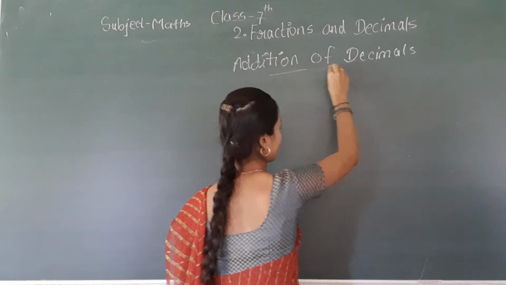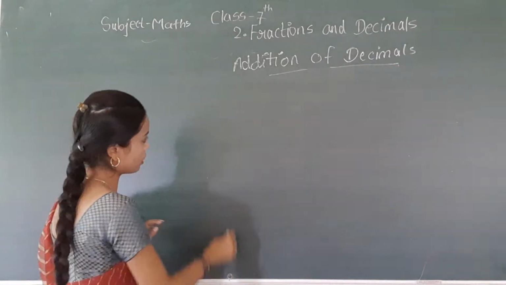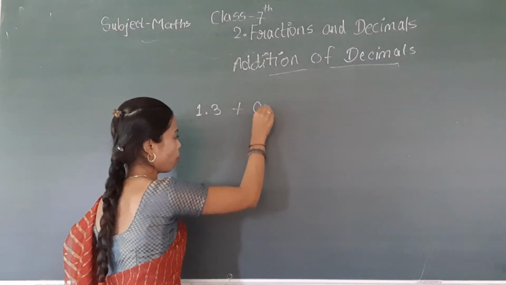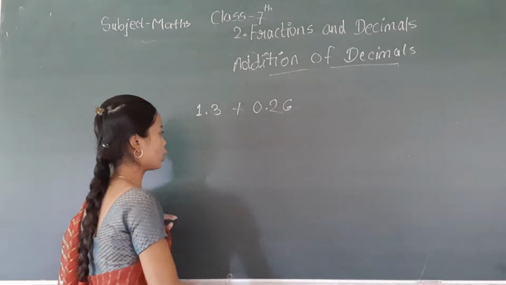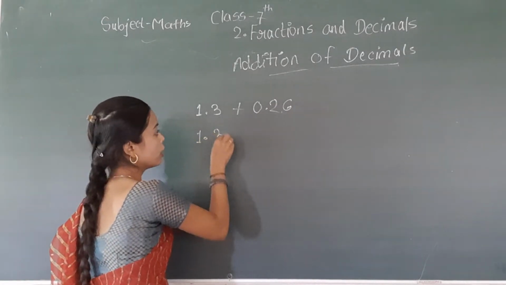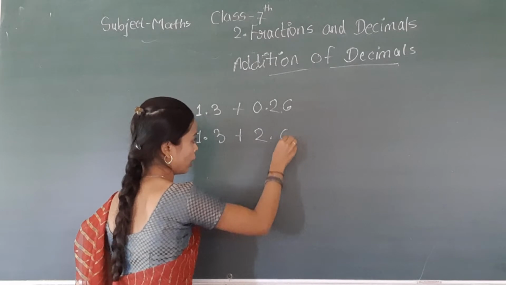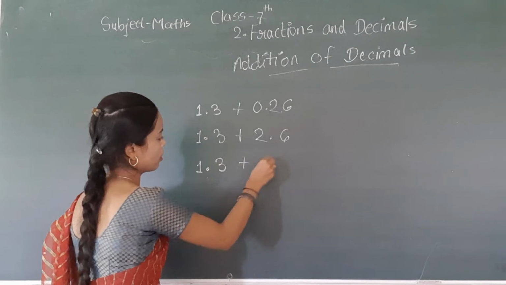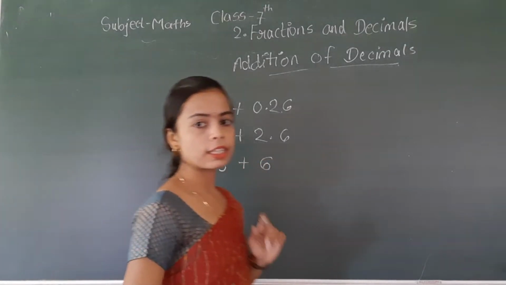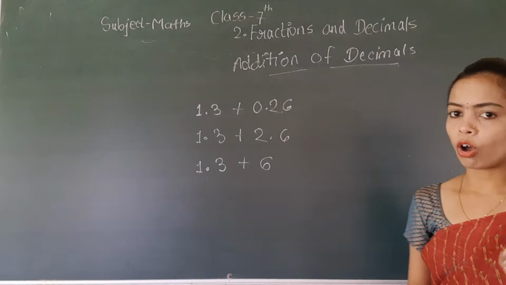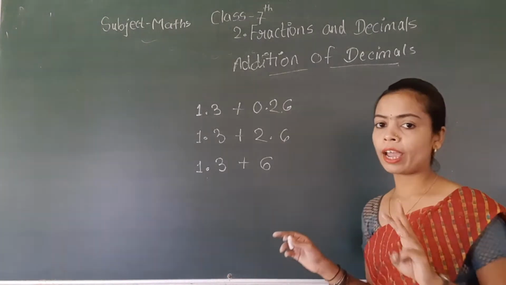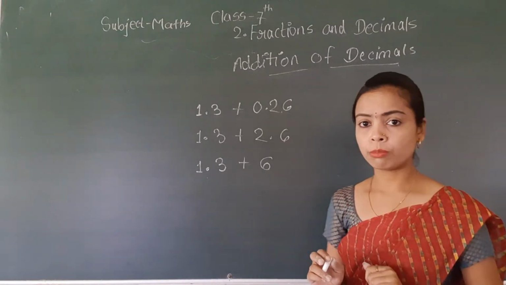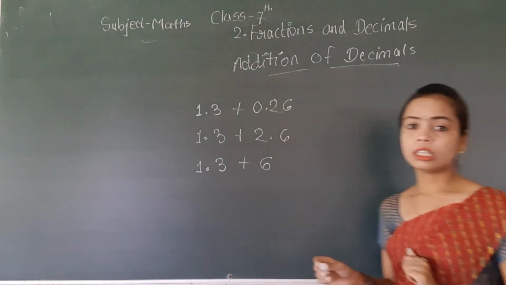Now, if two numbers are given to you, the first one is 1.3 and the second one is 0.26. Your second question is 1.3 plus 2.6 and your next is 1.3 plus 6. These are the three questions, and in all of them you have to add both the numbers. Now, how to add these two numbers?